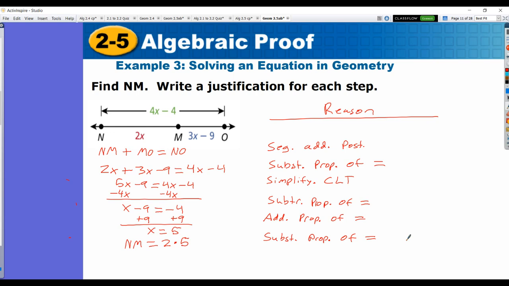All right, now I'm just going to simplify that. So nm is going to equal 10. All right, and we can justify this last part. How did we get 10? Well, we basically just simplified. All right, that is how I got 10.